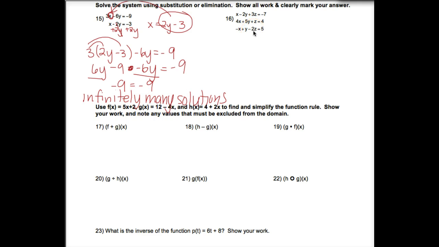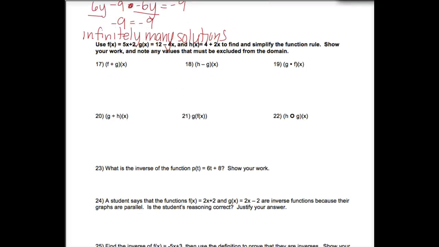16, again, this one takes a long time, and I already did this on the first video. So if you need to go back and review how to solve a 3x3 system, you need to go back to the Unit 1 quiz review video. So if you need help with a 3x3, do that.